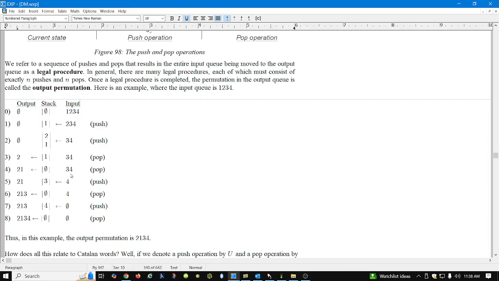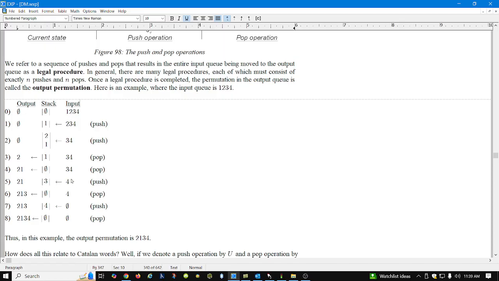Another pop will move 1 onto the output. Now notice already that 2 and 1 are in a different order than they were in the input. So this process scrambles the input permutation, generally speaking.